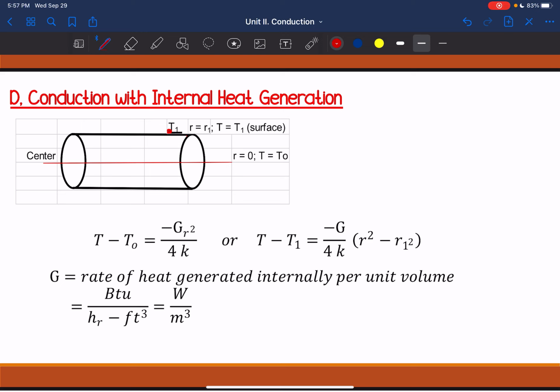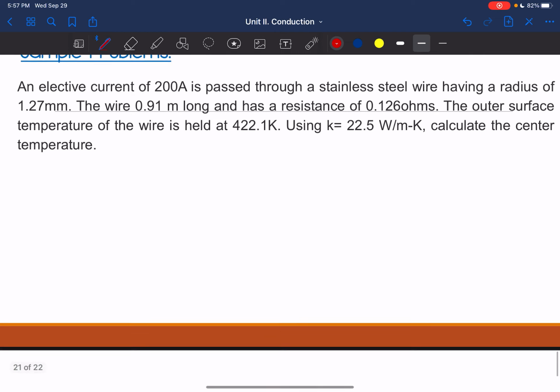And you have an equation of the form T minus T0 equals G R squared over 4K. Or rearranging, you could also have T minus T1 equals negative G over 4K times R squared minus R1 squared. Take note that your G here is the rate of heat generated internally per unit volume. So it's either BTU per hour per cubic foot or watt per cubic meter. Okay, let's put that into practice.